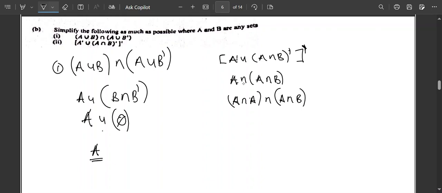Hope this is clear. I'm just distributing there. This one as a set, and also this one is a set. This one is the one which is separate. So A intersection A is still A. Then intersection A B, like that. So this is just A. They will intersect at point A.